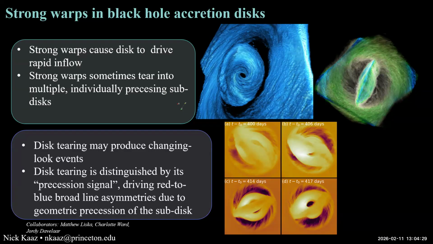Hi, Nick. It's Angelo. Great talk. Given that most AGN are not changing look, as far as we know, do you think that means that extreme misalignments are not very common in the universe, and that could have some implications for spin evolution? What are your thoughts on that? Well, spin evolution is a whole other question.